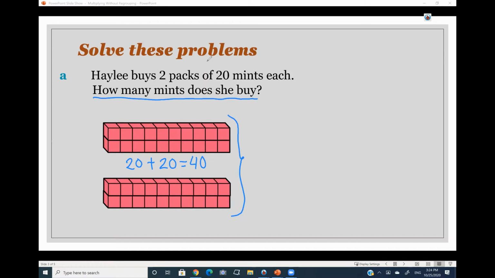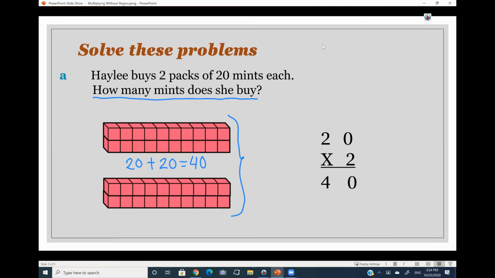We can do the same using multiplication. We can represent it by making the algorithm, which is going to be 20 times 2, which represents 2 groups of 20. When we multiply, the answer is going to be the same because we multiply 2 times 0 is 0, and 2 times 2 tens is 4 tens, which makes in total 40.